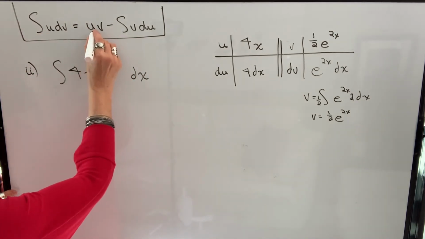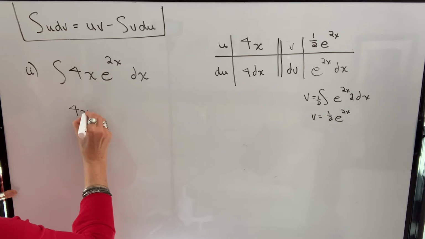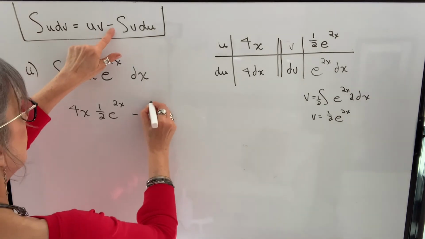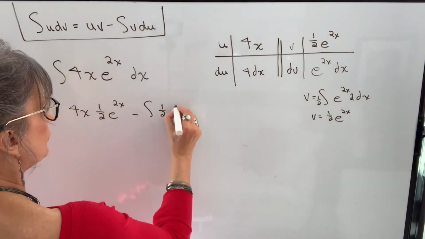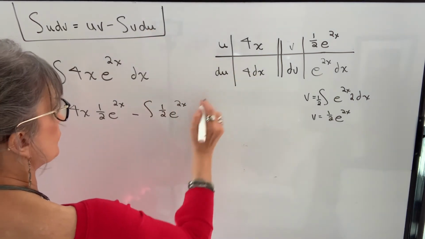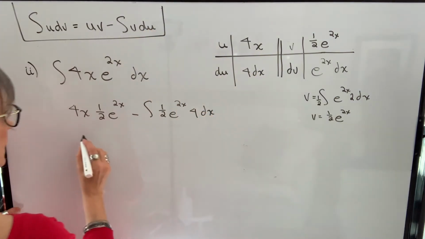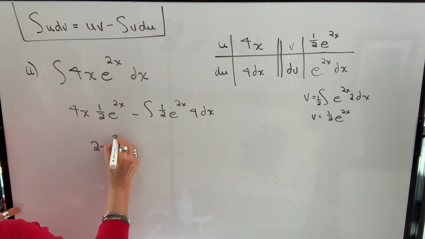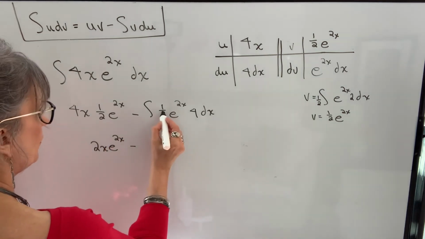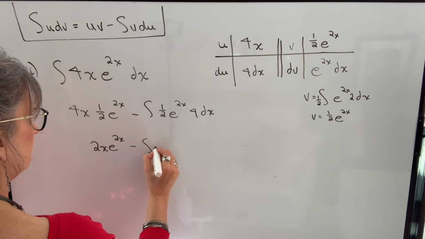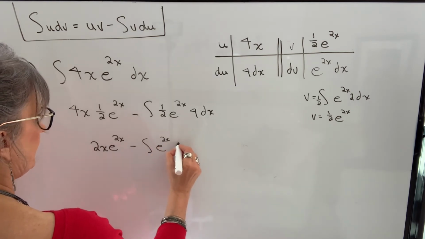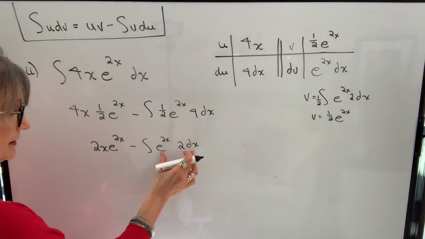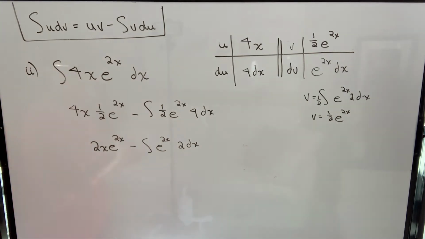So this integral will be equal to u, which is 4x, times v, which is 1/2 e to the 2x, minus integral of v, which is 1/2 e to the 2x, times du, which is 4 dx. I suggest you clean everything up first. So we have 4 times 1/2 will be 2x e to the 2x, minus 1/2 times 4 is 2 as well. So I'm going to write this as e to the 2x. And I'm just going to leave the 2 there because I do know that I need it as part of my du factor. This is a simpler function to integrate because we can use a pattern that we've taken already.